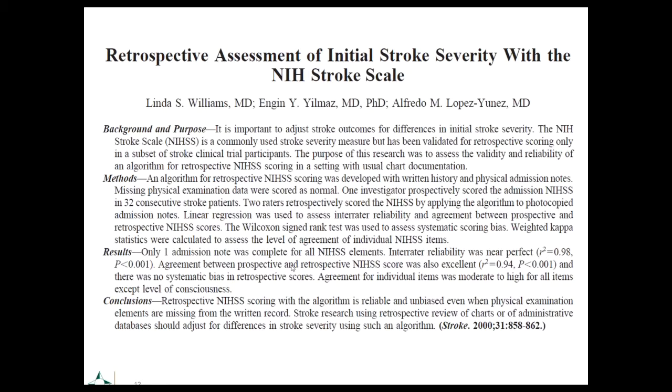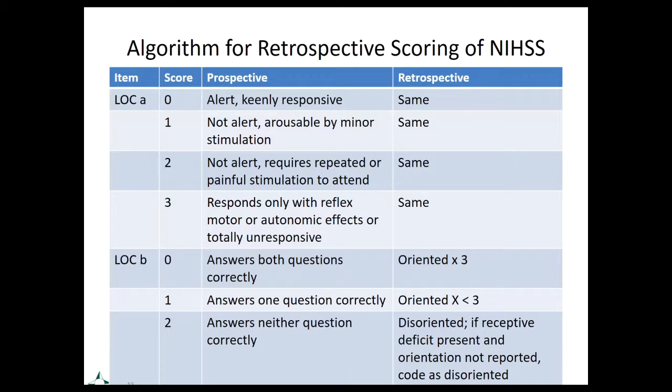The next several slides are going to go through the table and the algorithm that is found in the paper. And as part of this webinar series, you will be given a copy of a document that will have all of these slides and the tables to help you as you go through your own patient charts. So just to go through the different items here, starting with level of consciousness A and alertness. Essentially all of the prospective coaching that happens to score the LOCA is the same both prospectively and retrospectively.